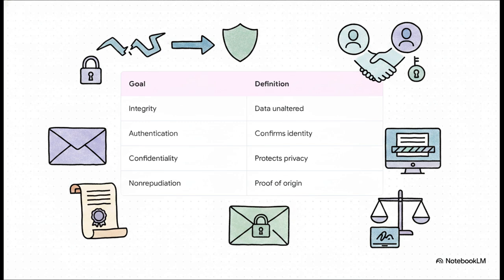Third, confidentiality. This ensures data privacy through encryption, so unauthorized parties just see absolute gibberish. And finally, non-repudiation. This one provides legally valid, mathematically undeniable proof that a sender cannot deny sending a specific message.